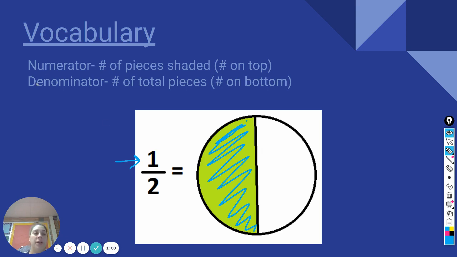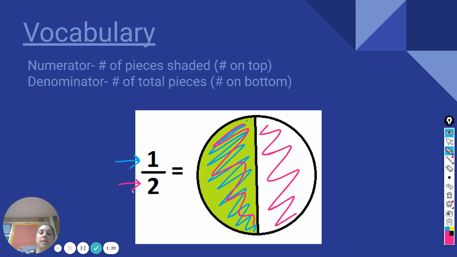The next vocabulary term is denominator, which is the number of total pieces, or the number on bottom. So if you look at how many pieces we have in this shape, there's 1 piece, 2 pieces. There are 2 pieces total, and that is the number that goes on bottom. So the numerator is the number on top, and that's how many pieces are shaded. The denominator is the number on bottom, which is how many pieces there are total.